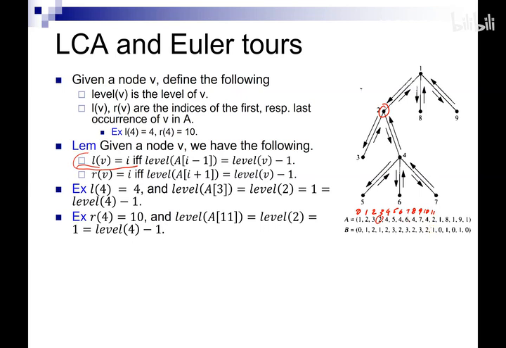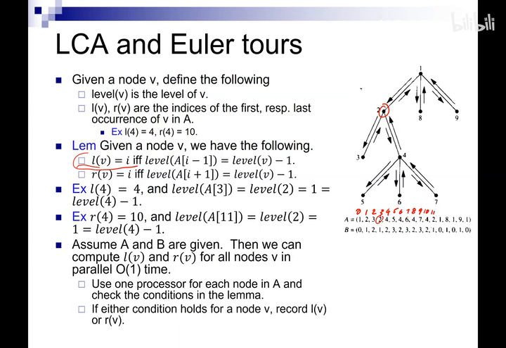And the reason this is true is because if it's the last appearance of 4, then that means that we're going back from 4 to its parent. So the next node after 4 is going to be the parent. If it's the last appearance of 4, then the next node is going to be 4's parent, and so the level of 4's parent is going to be 1 less than 4's level.